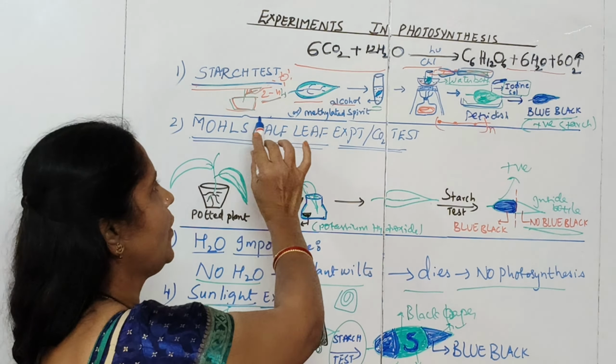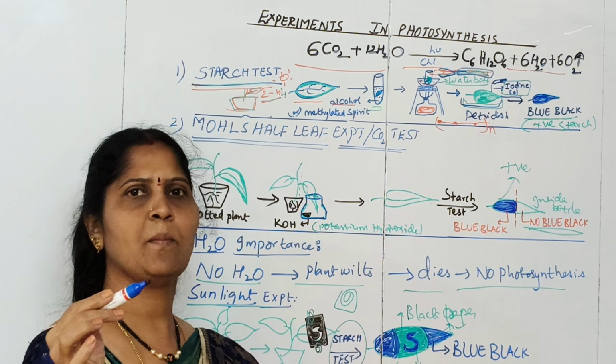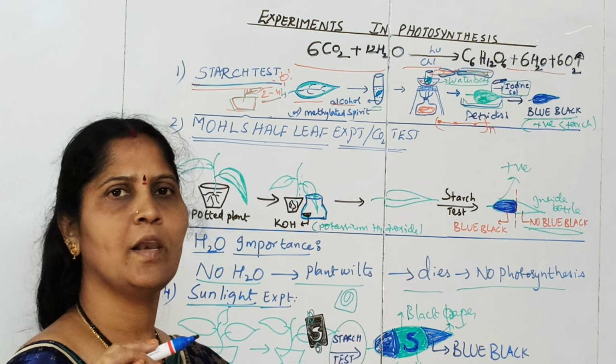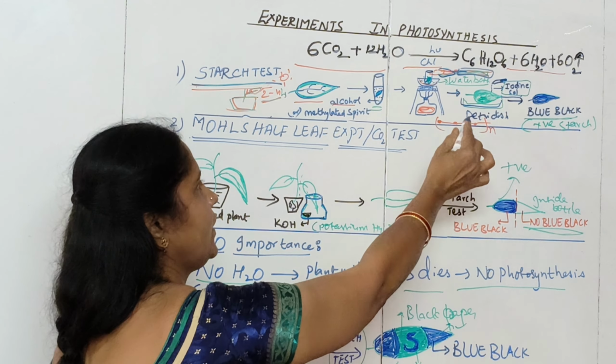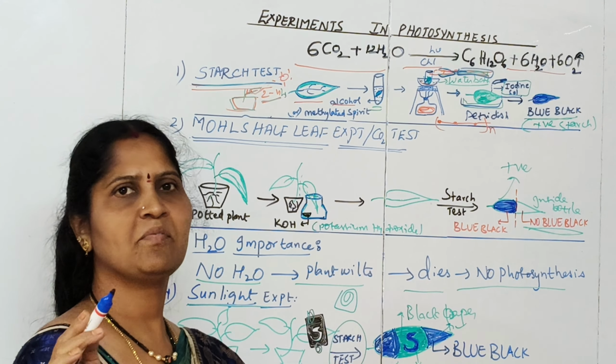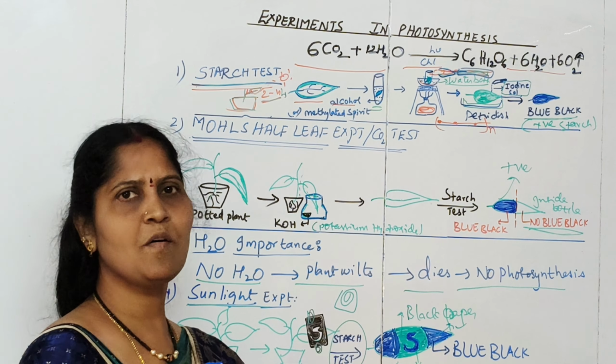Hope you understood. Take a potted plant, take a leaf out after the period of photosynthesis, then keep it in a test tube containing alcohol, and boil it in a water bath. Take the leaf out and add iodine solution. After adding iodine solution, if it becomes blue-black in color, then it indicates the presence of starch.